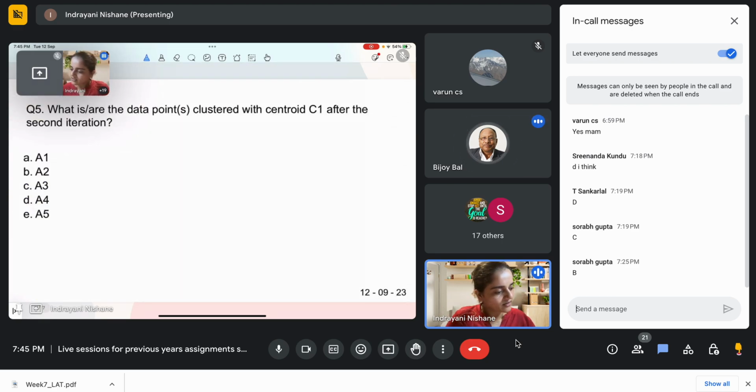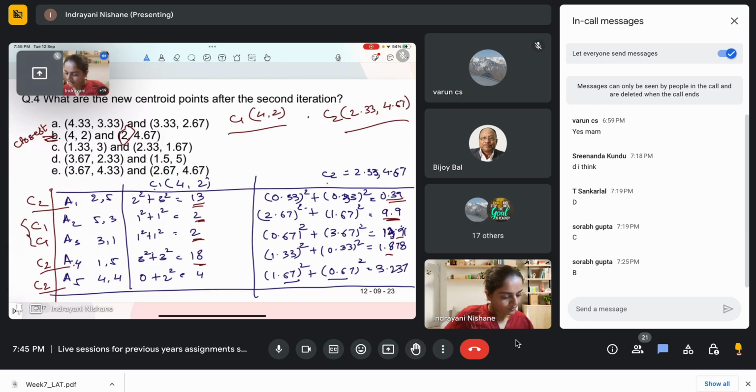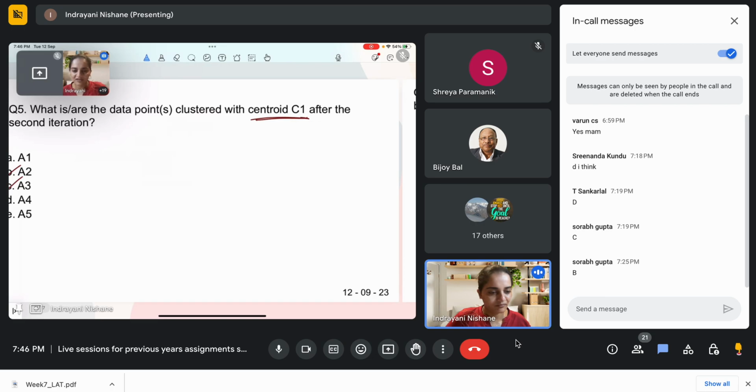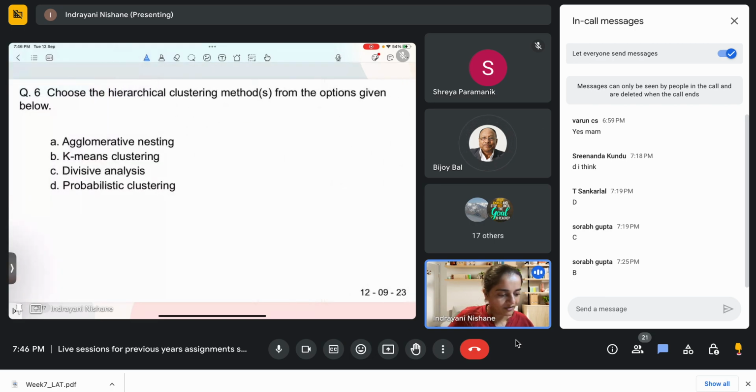Next question says clusters with centroid C1 after second iteration. So C1 was A2 and A3. Yeah, so this was very easy calculations, plain arithmetic, nothing more. So rest of the questions are very simple.